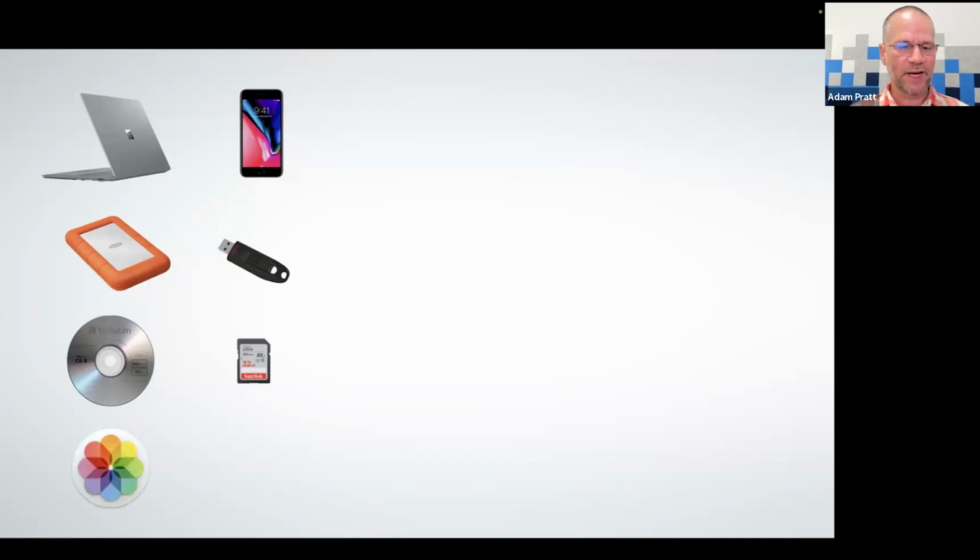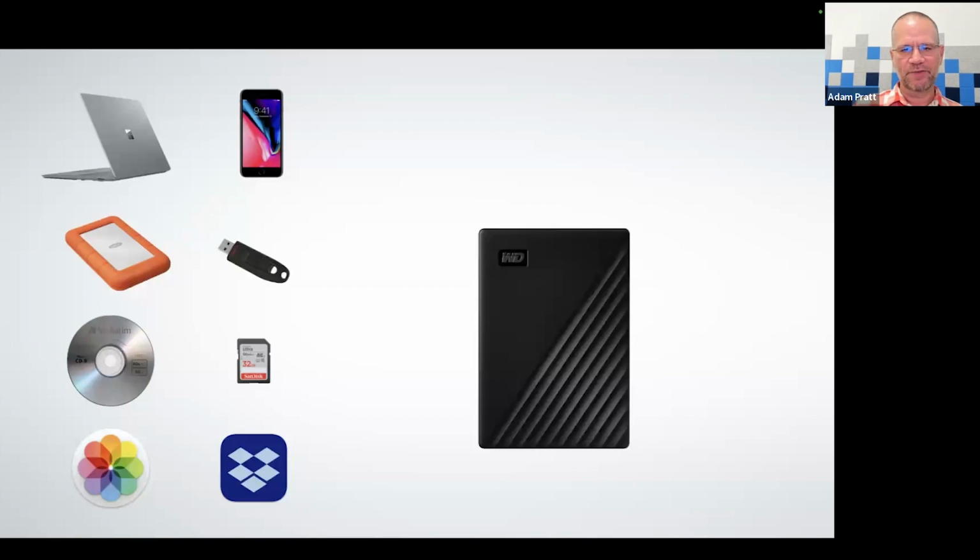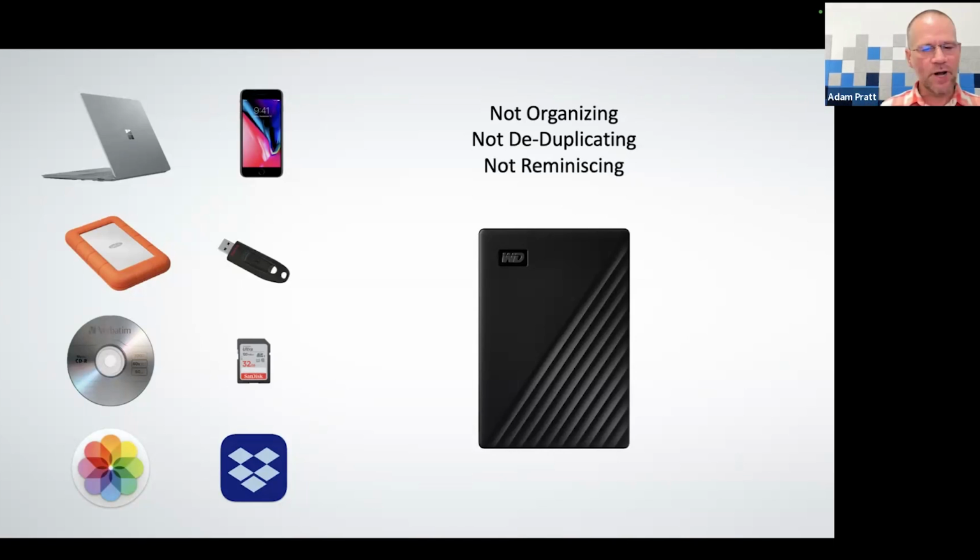And you may also have content in cloud storage and photo organizing apps like Apple Photos, Google Photos, Amazon Photos. You may also use file syncing services like Dropbox or OneDrive. And the goal is, just like you would want to gather all your physical photos, you also want to gather all your digital photos, and we would just recommend putting these on a hard drive. And you are not organizing them at this point, you're not deduplicating them, and you're not reminiscing.